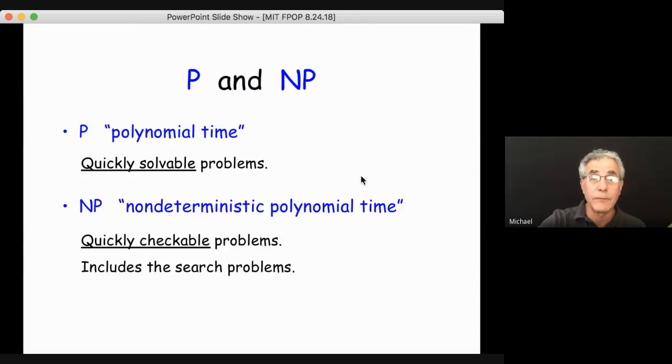P and NP are two classes of problems that people who study this field, called complexity theorists, have named, where P stands for the polynomial time solvable problems. Those are the problems where the amount of time you have to invest in order to find the solution grows as a polynomial, like n squared or n cubed, in the size of the problem. In contrast with a problem where you might need to spend exponential time, which is typically what happens when you have to do a search.